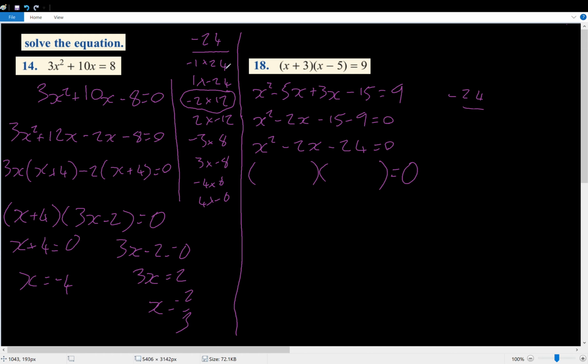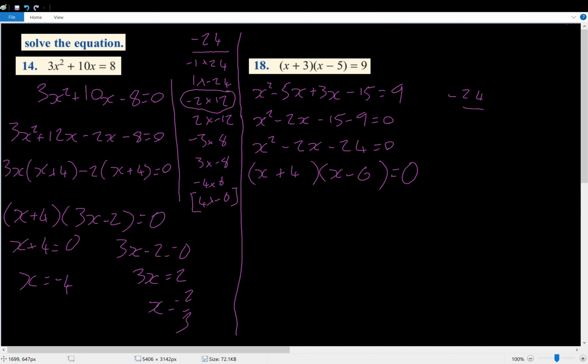This time around, as we go through them, we can see that minus 1 and 24 won't work, 1 and minus 24 won't work, minus 2 and 12 won't work because we know that's going to give us 10, that's what we got the last time. But as we work our way down to the bottom, we can see that 4 and minus 6 will give us minus 2. So this time we're going to use this pairing at the bottom. So when we put them in, we're going to have x plus 4 multiplied by x minus 6.